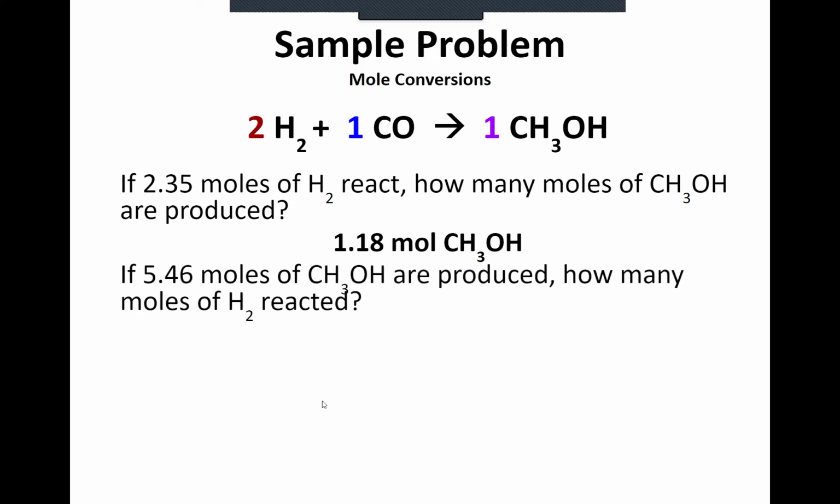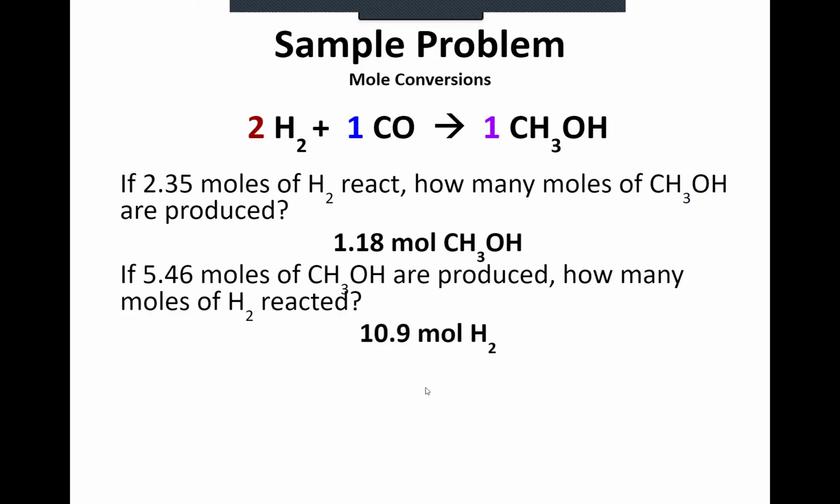How about this one? If 5.46 moles of CH3OH are produced, how many moles of H2 reacted? Again, it's a 1-to-2 ratio between the substances we're interested in and that they give us information about. For every 1 mole of CH3OH, 2 moles of H2 reacted. So this time we'll write 5.46 moles of CH3OH times 2 moles of H2 over 1 mole of CH3OH that was produced.